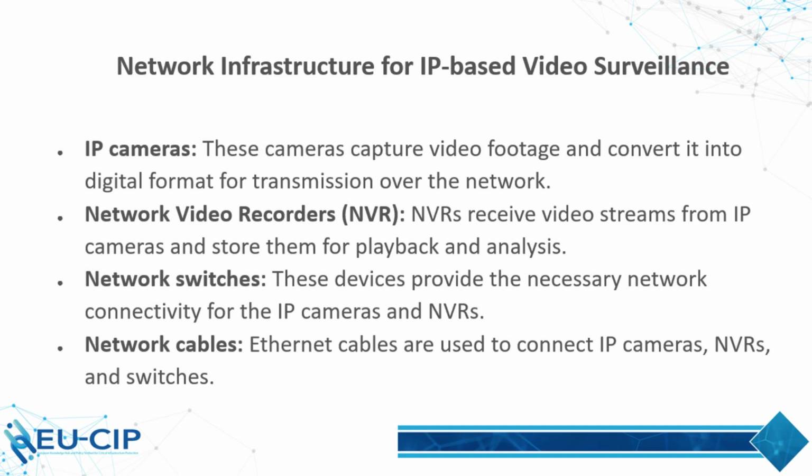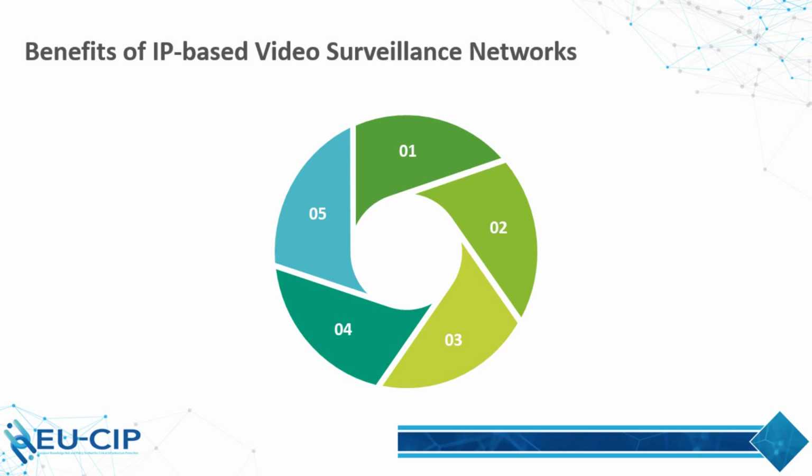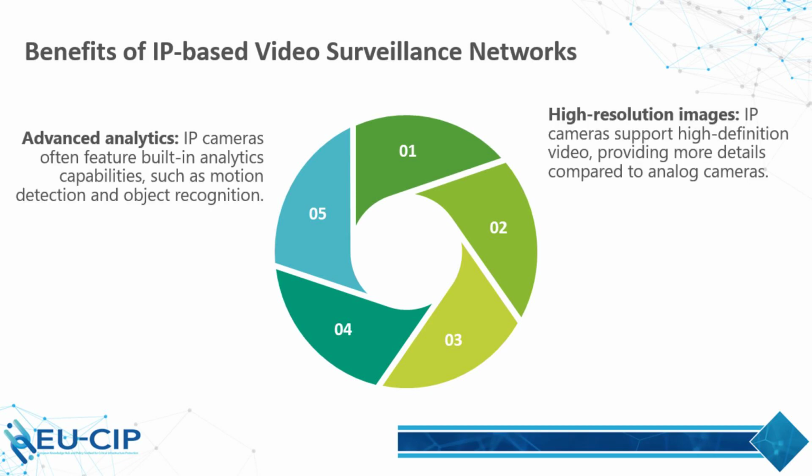3. Network switches. These devices provide the necessary network connectivity for the IP cameras and NVRs. 4. Network cables. Ethernet cables are used to connect IP cameras, NVRs, and switches. The benefits of IP-based video surveillance networks include high-resolution images. IP cameras support high-definition video, providing more details compared to analog cameras.